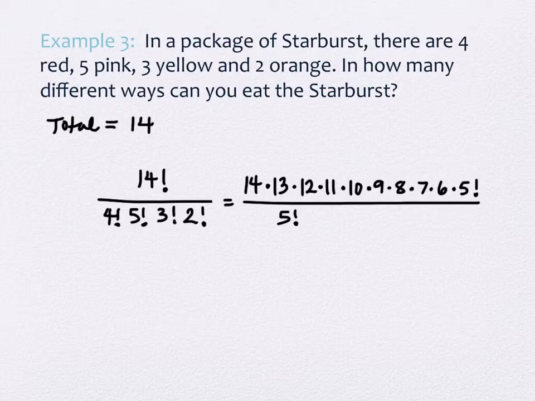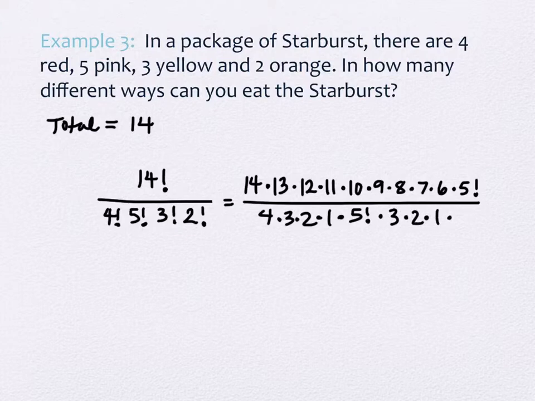The rest of my denominator is going to be written out in long form just like I did in the numerator. So I have 4 factorial at the beginning. I'm going to shift this over here. So I have 4, 3, 2, and 1. And then I have 3 factorial. That's 3 and 2 and 1. And then I have 2 factorial, and that's 2 and 1.